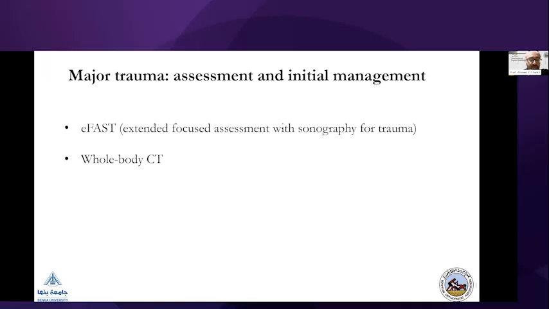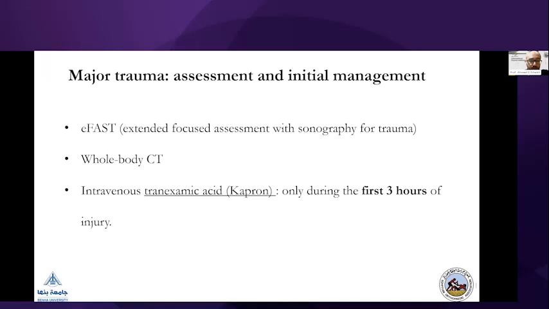Again, for abdominal and chest injuries, we do the EFAST, extended focused assessment with sonography, and whole body CT, which is a rapid scan. If it's available, it will save some time for the patient. Intravenous tranexamic acid is a very important thing that should be kept in mind, especially in the first 3 hours. It has a proven effect in reducing blood loss and improving patient outcome. There may be some controversies about using it in multiply injured patients, but at least for a patient with a single limb injury with open fracture, you can give tranexamic acid safely.